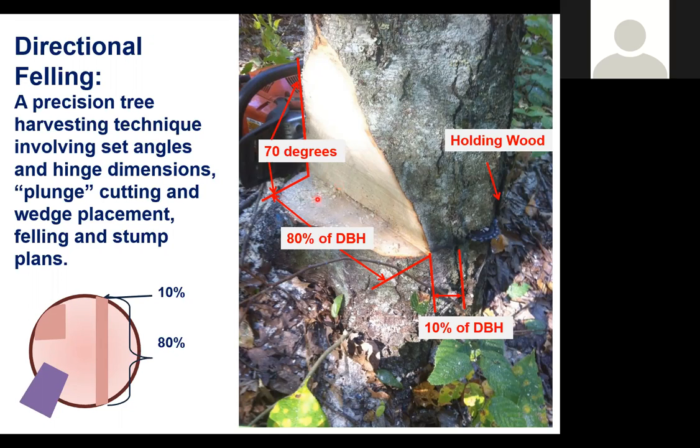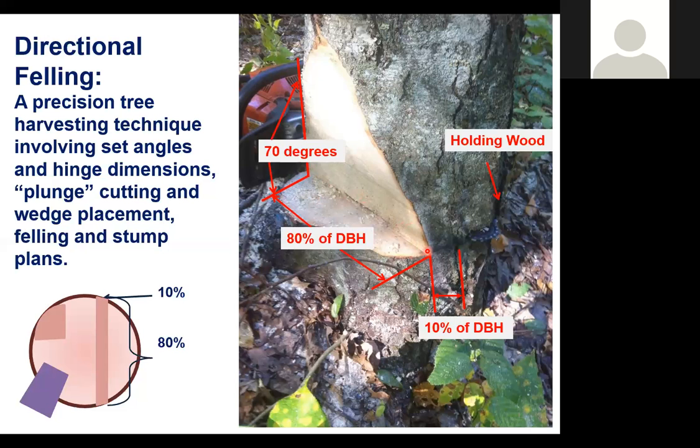People often ask me, how deep do you go with your notch? Well, it's not a matter of how deep. It's a matter of cutting down at 70 degrees until you reach a point where the length of your hinge is going to be at least 80% of the DBH. That means if you have a 10-inch tree, the length of this hinge should be at least 8 inches. And if you're cutting low on the stump, like this photograph shows, that's easy to do because of the root flare.